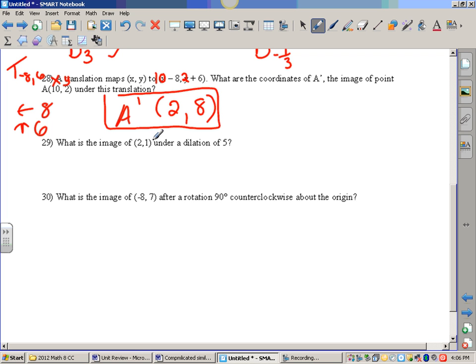What is the image of 2, 1 under dilation of 5? Dilation just means multiply. Multiply every number you see. So 2 times 5 is 10. 1 times 5 is 5. There's your new image. Done.